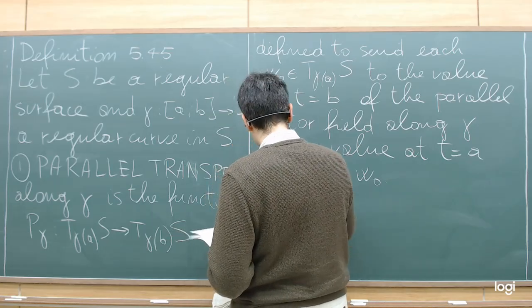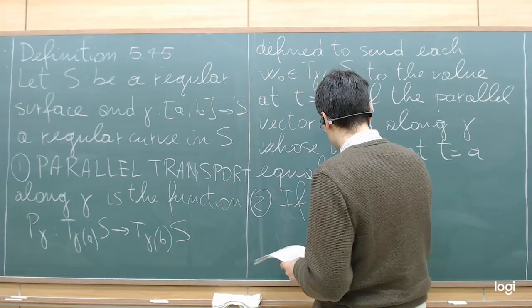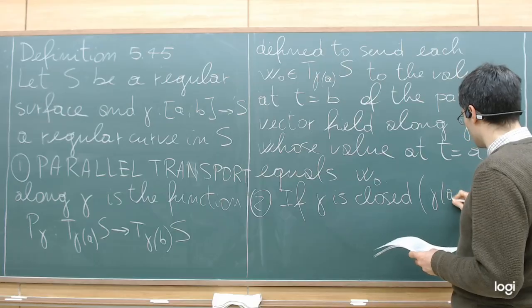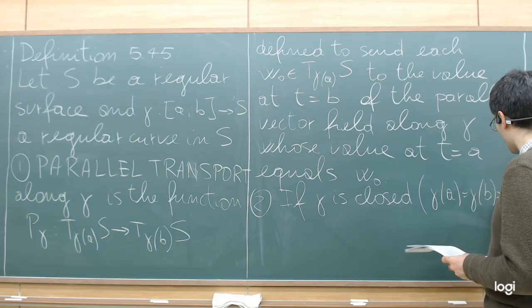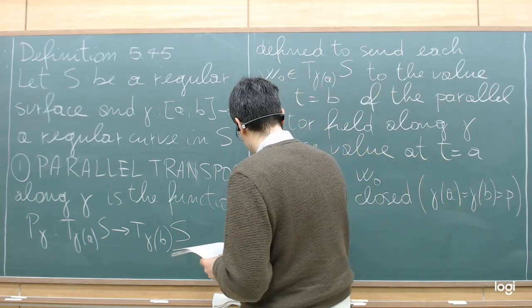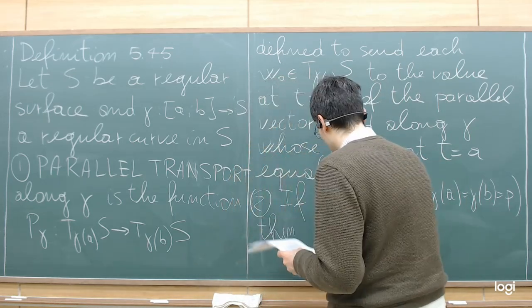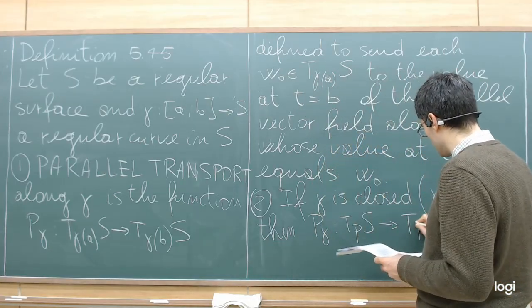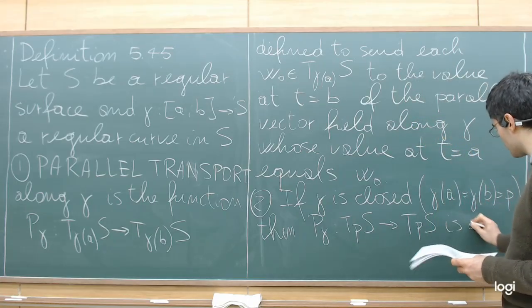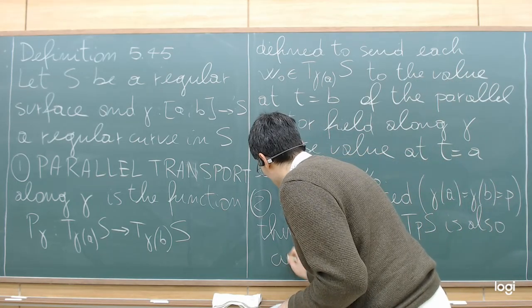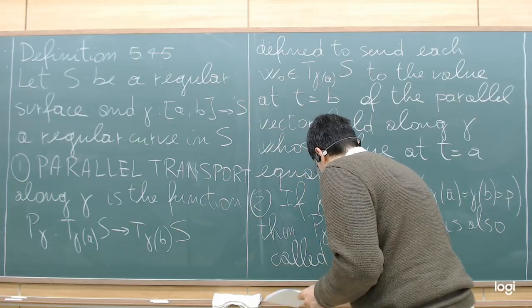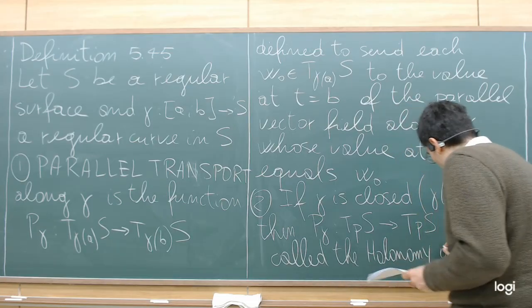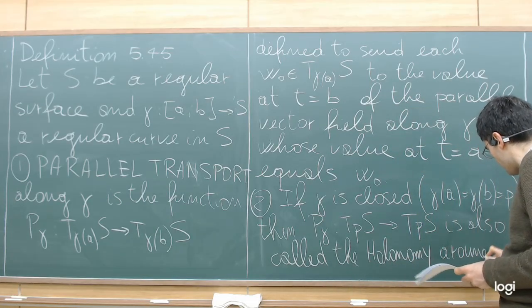Definition of holonomy. So if gamma is closed, that is, we have gamma A equal gamma B equal P, then P gamma, which is a map from TPS to TPS, is also called the holonomy around gamma.